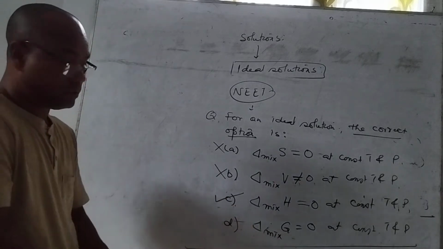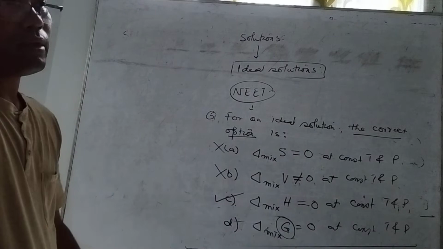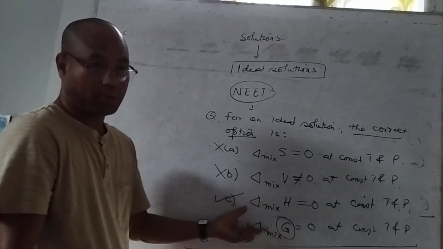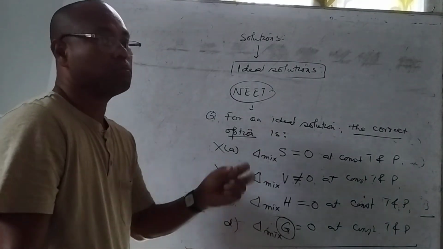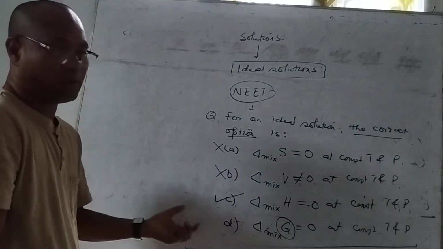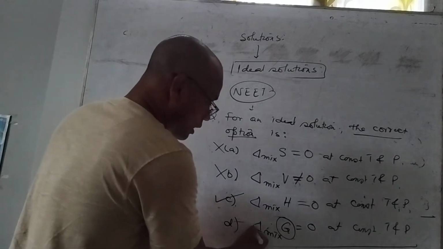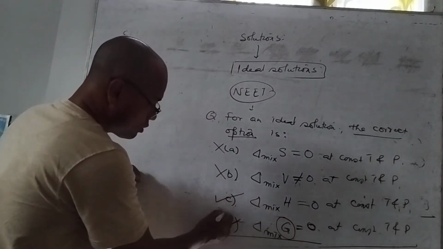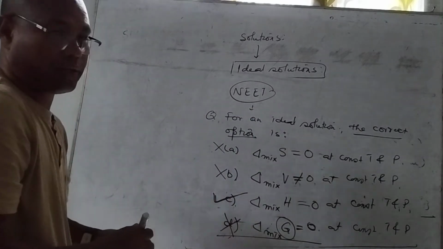But another thermodynamic function is the free energy. This is G. What does G stand for? The Gibbs free energy. A very important thing is that the physical significance of the free energy is to measure the maximum work done, or useful work done, by the system. Now here this delta G value is equal to 0. So this is also not related to the ideal solution. Our correct option is this one, right? So that's it.